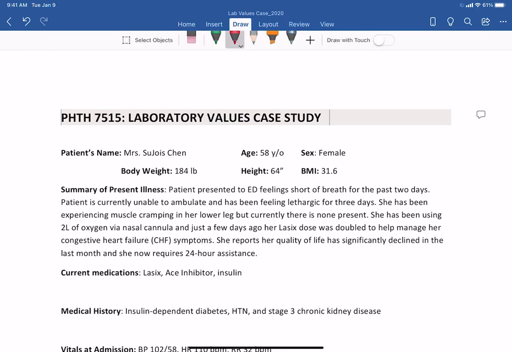All right, so our patient's name is Mrs. Sujin Chen. She is 58 years old, which is our first cardiovascular risk factor, because once you're above the age of 50, that is a cardiovascular risk factor. She's female, so she doesn't have the increased cardiovascular risk factor for sex. Her body weight is 184 pounds and her height is 64 inches, giving her a BMI of 31.6. Once you get above 30, that is the clinical threshold for obesity. So she is clinically obese, which is my second cardiovascular risk factor.